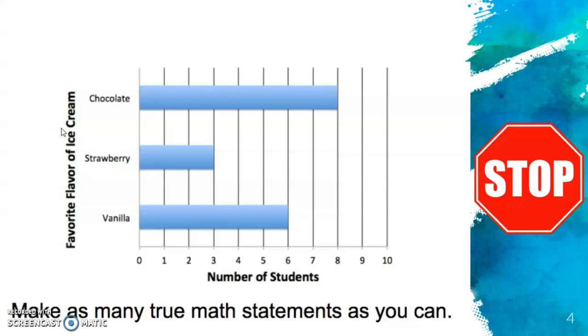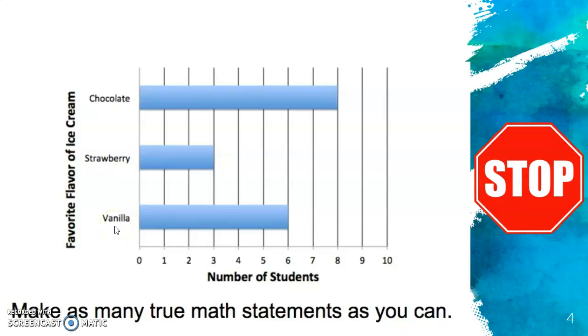So for our first graph, we want to make as many true math statements as you can. So what do you notice? I'm going to give you a second to just observe the numbers, the details on the side. So hopefully you notice, first of all, the number of students on the bottom. There's only 10 students that are, maybe voting, right? So what kind of statements can we make with those 10 students? Then we also have our favorite flavor of ice cream. So they have 3 flavors: chocolate, strawberry, and vanilla.